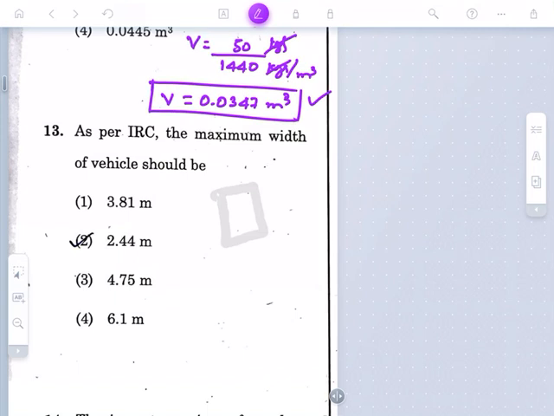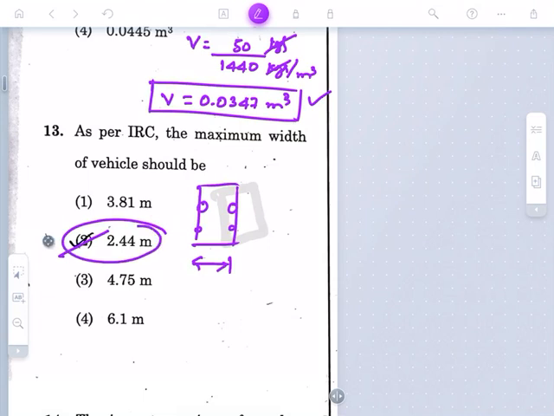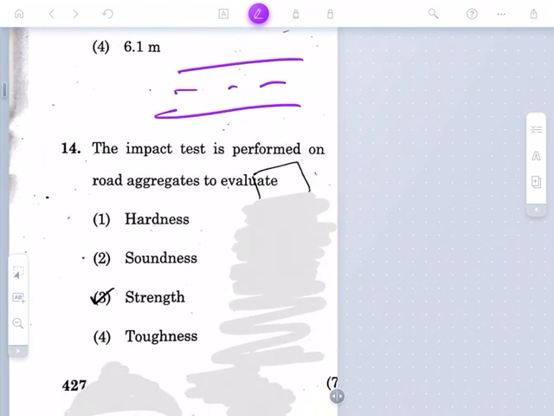As per IRC, Indian Roads Congress, what is the maximum width of the vehicle? If this is the vehicle, the maximum width of the vehicle according to Indian Roads Congress is 2.44 meters. The automobile industry should not build a vehicle wider than 2.44 meters. The maximum limit is 2.44 meters, for which the roads are designed. Okay, this is a codal provision and a codal specification. You need to remember all these values.